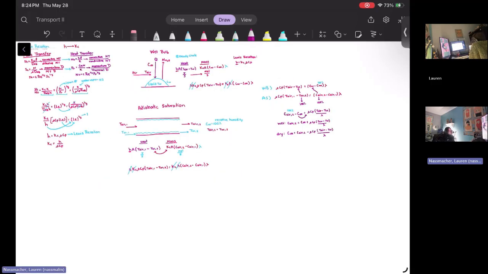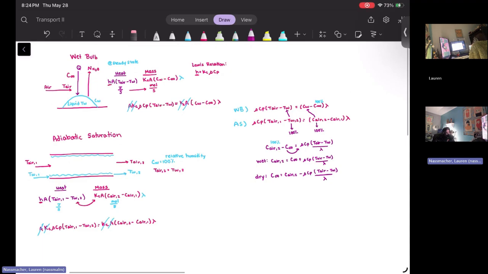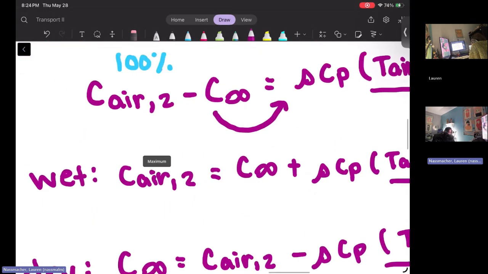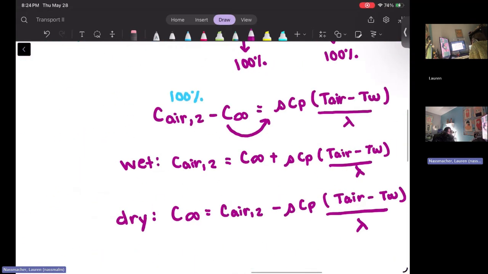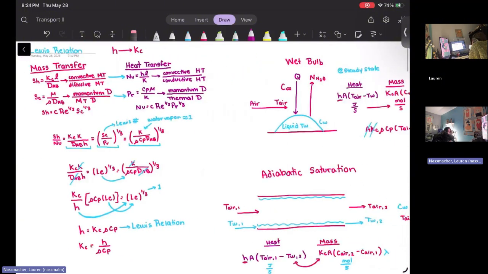So we just discovered how to find the relationship between a wet bulb and an adiabatic saturation temperature, and then use that to derive an expression to find the molar concentration of air in terms of a dry bulb and a wet bulb. Look at that. That's molar concentration of air in a dry bulb and a wet bulb, as well as our Lewis relation. That's our Lewis relationship.